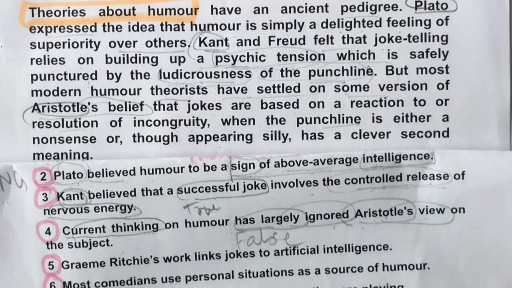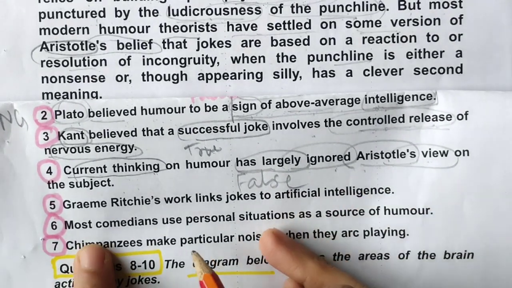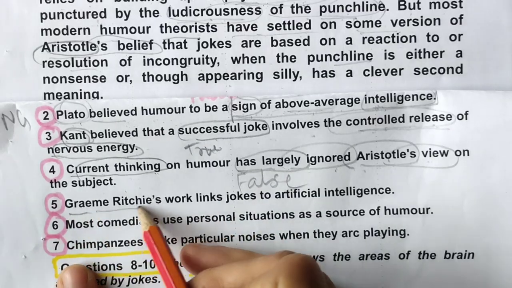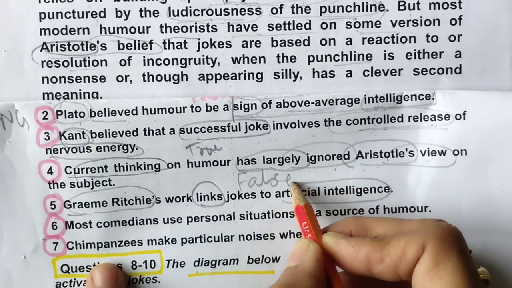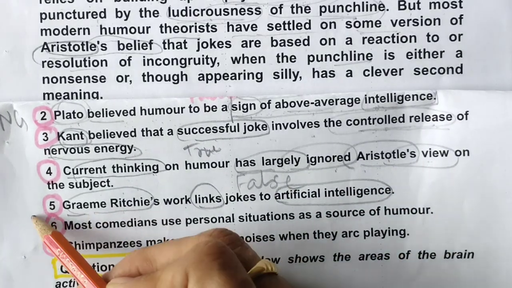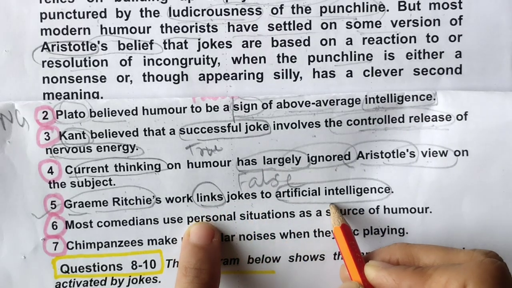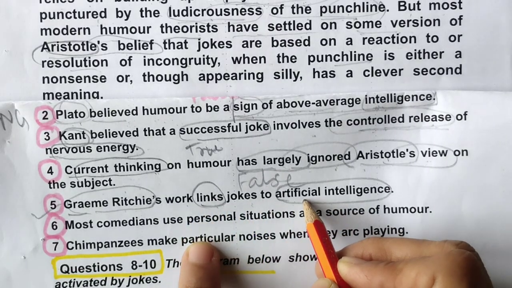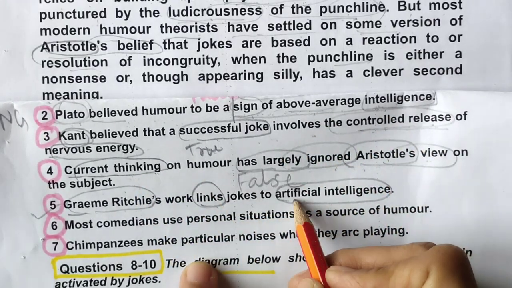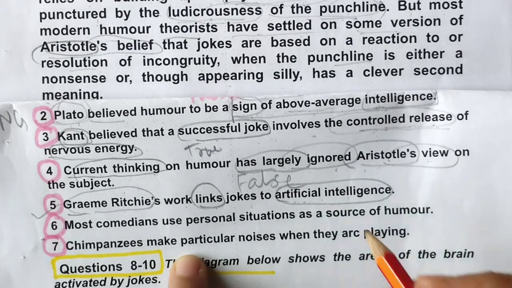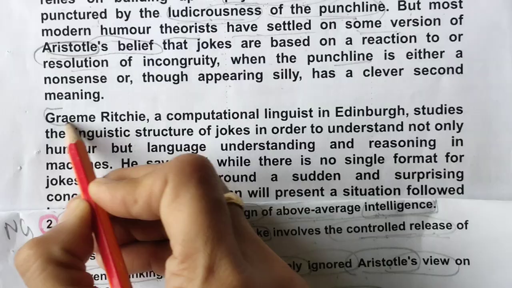Okay, so fifth number question. I am explaining it in detail. Please try to understand my point of view. Graeme Ritchie, this person's name, works on links between jokes and artificial intelligence. Now it's important, we will first try to find this person's name, and then if it links jokes to artificial intelligence, don't expect to get the same word. In the same way, in current thinking, we have got something different. So artificial intelligence may also be technology, something they may have used. So in the next paragraph, I can see this person's name.